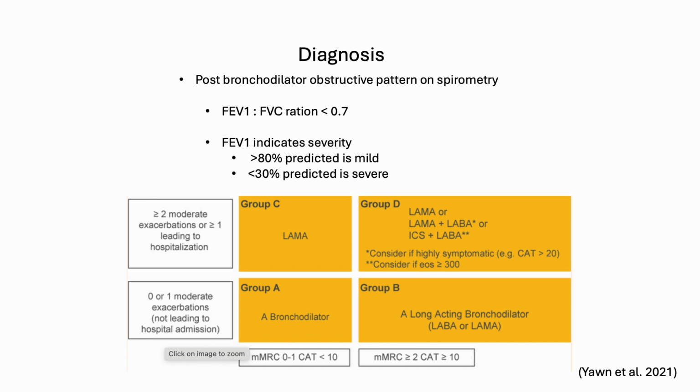Diagnosis is based on clinical history and by demonstrating an obstructive pattern on spirometry that is irreversible. The Global Initiative for COPD, otherwise known as GOLD criteria, includes a post-bronchodilator forced expiratory volume in 1 second to forced vital capacity ratio of less than 0.7. The FEV1 can also be used to indicate the severity of obstruction, with more than 80% of predicted value being the mildest form of COPD and less than 30% of predicted value indicating severe COPD.